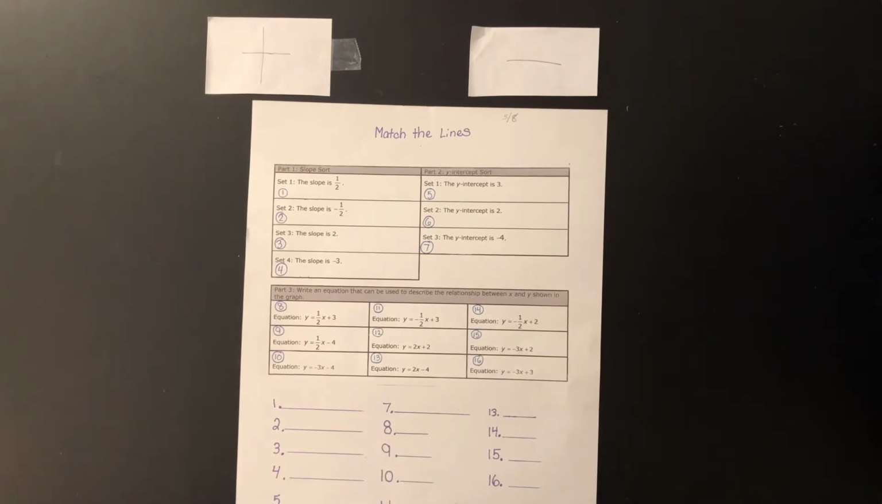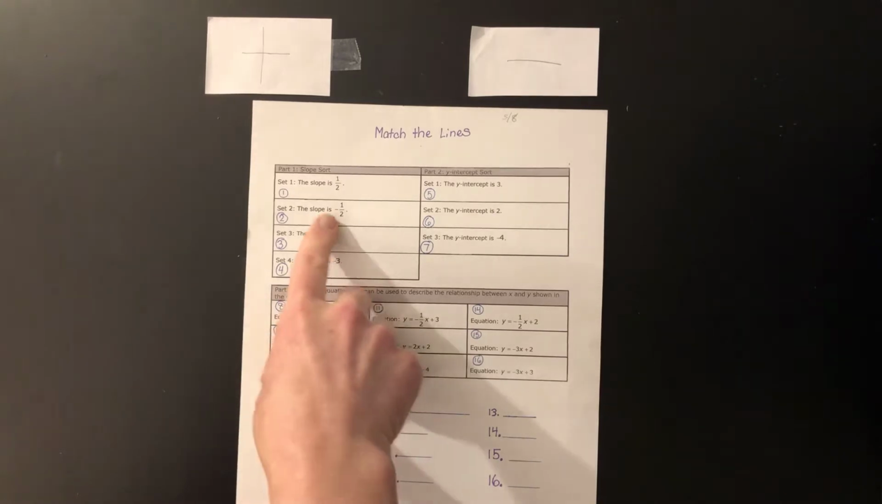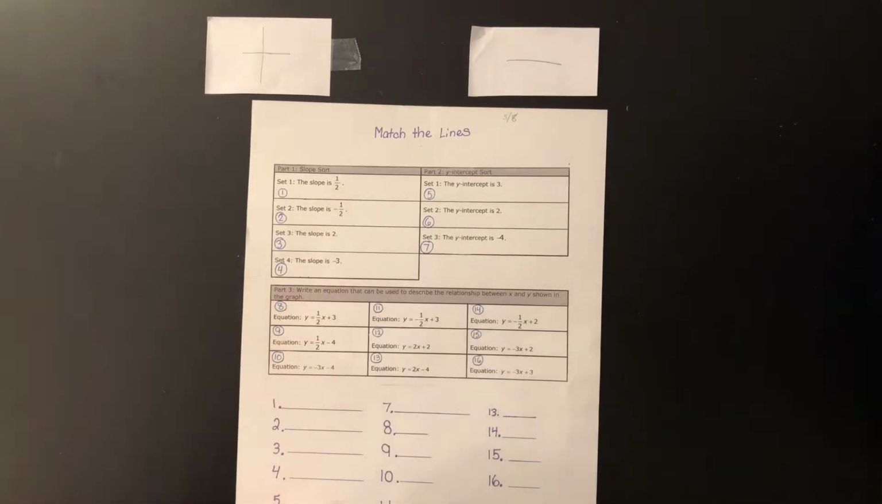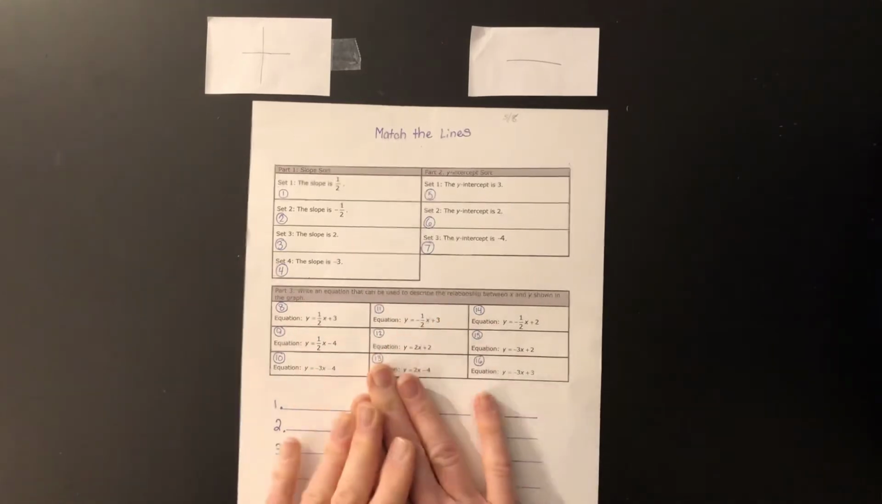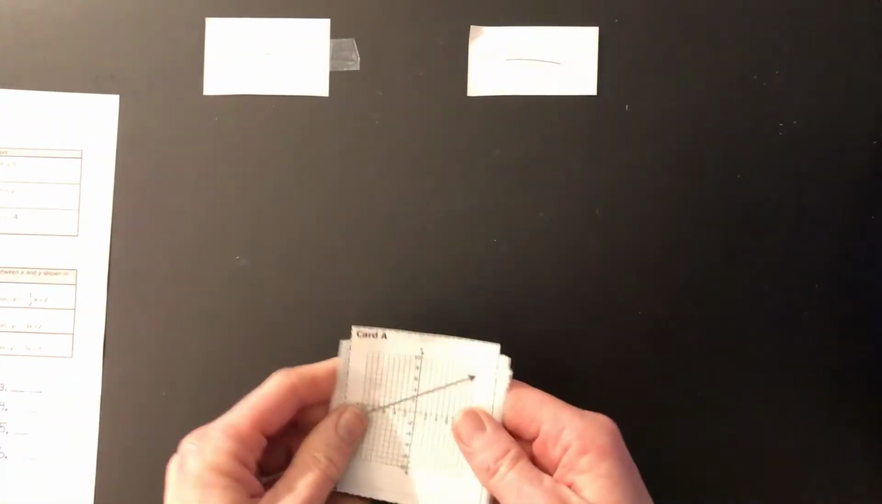And I noticed that some of the slopes are positive and some are negative. I've got positive 1/2, negative 1/2, positive 2, and then negative 3. What I'm going to do is start with my graphs, and I'm going to sort them positive and negative.